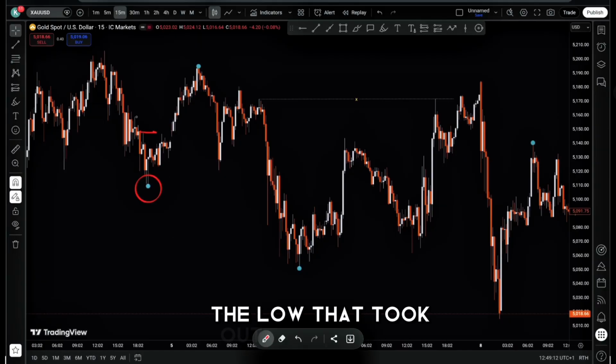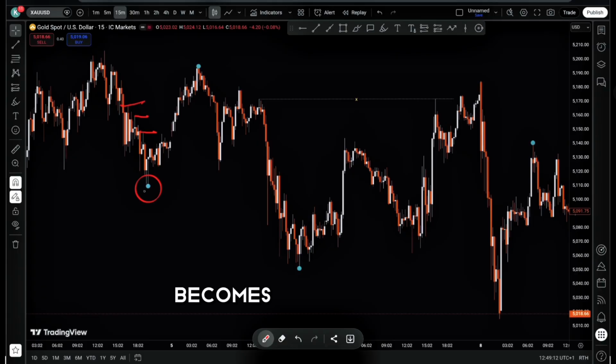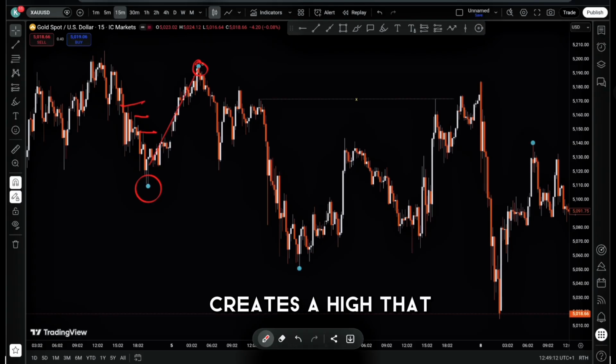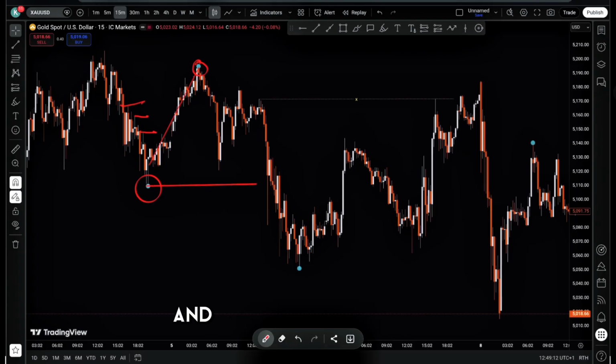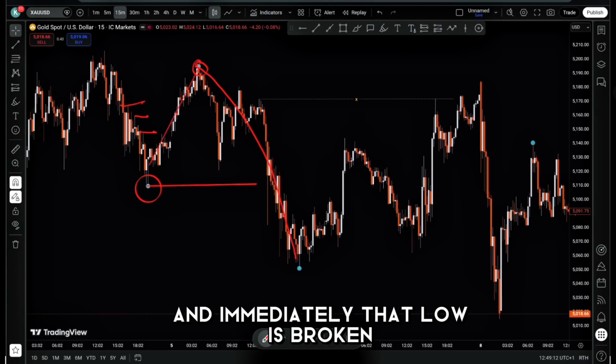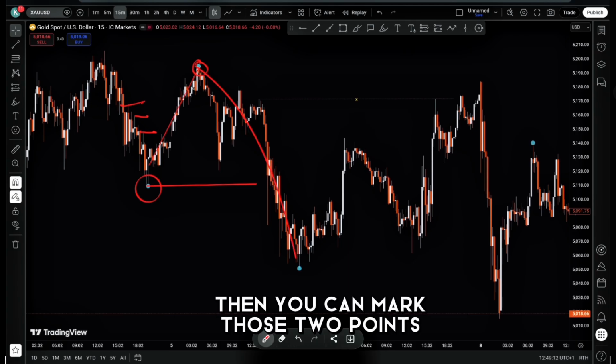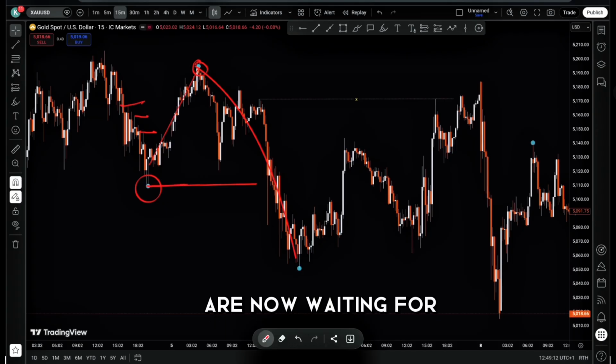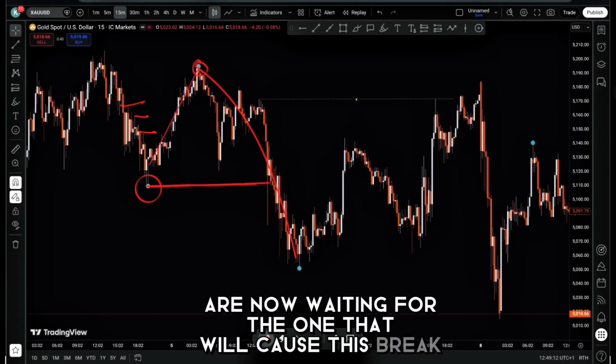The low that took out any high here becomes a potential low, and then it went all the way up, creates a high. That high becomes a valid high if it breaks this low, and immediately the low is broken, then you can mark those 2 points as major high and major low. And within those two, you are now waiting for the one that will cause this break.